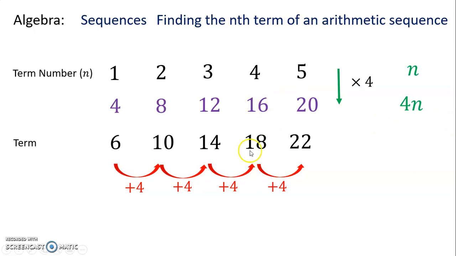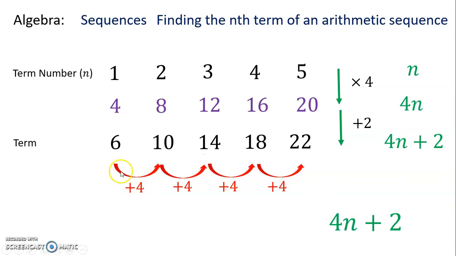Now that's not the sequence I've actually got, but if I carefully compare my 4 times table to my sequence, I can see that every time I'm adding 2. And so I also need to add 2 to 4n. And my nth term is 4n add 2.